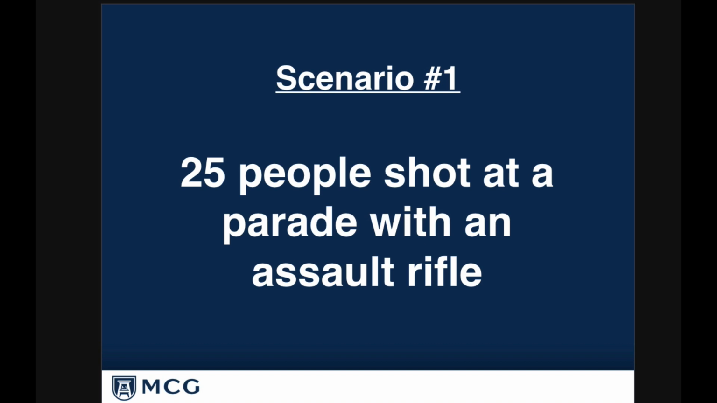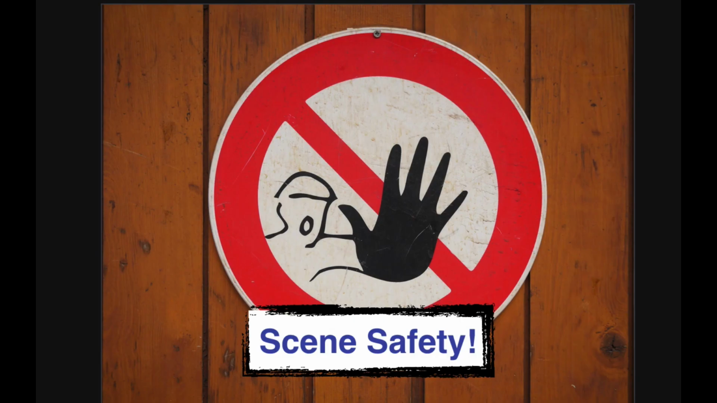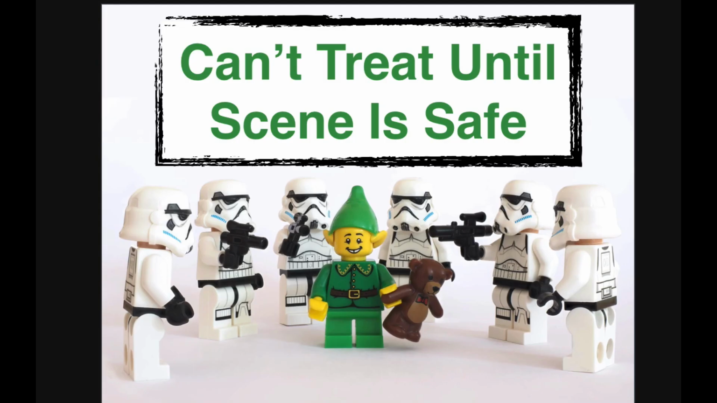So we're going to run through some scenarios. You've got 25 people shot at a parade with an assault rifle. First, scene safety. Before we even get to the questions, is this taken care of? Because the resuscitation fluid of choice here is actually gunpowder. Someone needs to take out the guy that's shooting other people so that we don't have further injured people, because you can't get out there and take care of people until that scene is safe.